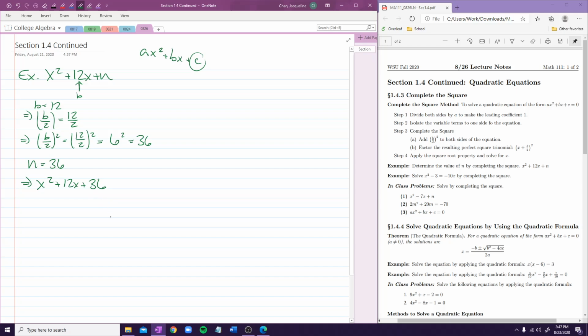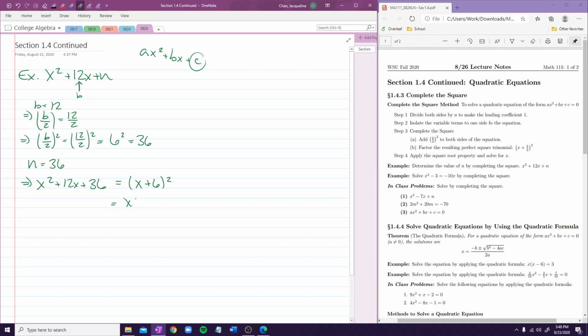So how do we know if this is correct? If we are correct, we should be left with a perfect square trinomial. So if we factor this, we'll get x plus 6 quantity squared. And if you want to check it, we can either FOIL it or we can use the perfect square trinomial formula. Since I want to emphasize the perfect square trinomial formula because I think it's a good formula to know, let's do it.